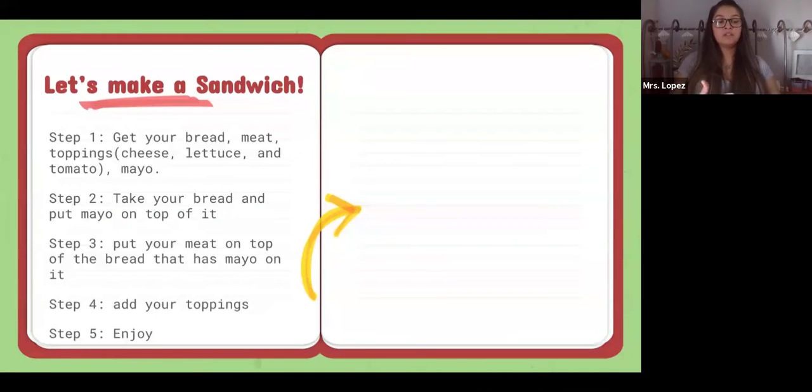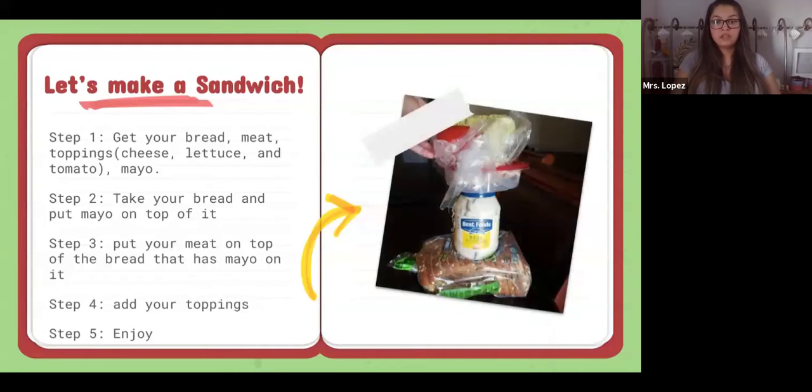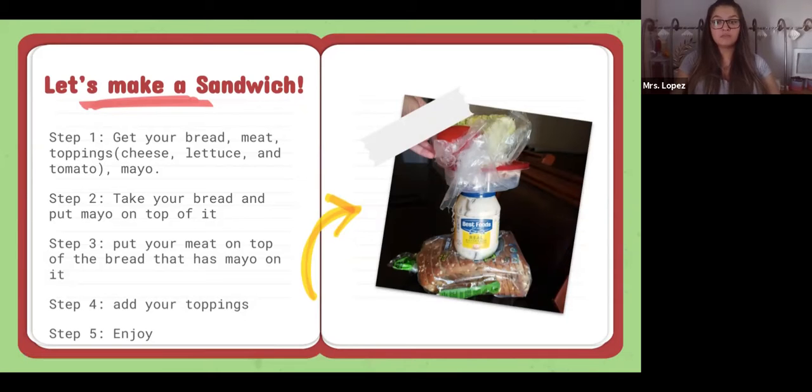If I was to follow how to make this sandwich, every step that it has right here, my sandwich would end up like this. We have our mayo on top of our bread and our meat on top of the mayo that's on top of the bread, and then our toppings on top. That's not how you make a sandwich. This is, I don't know what you would call it.